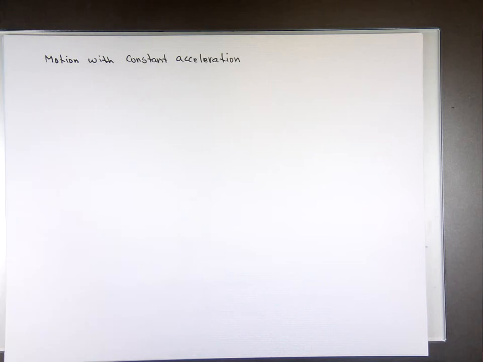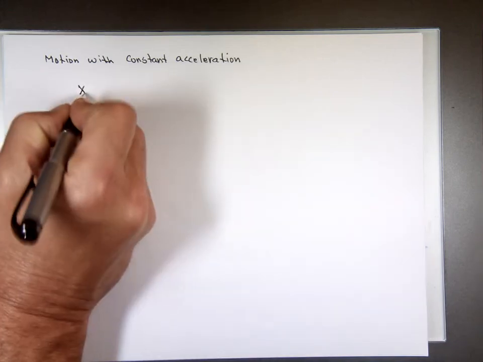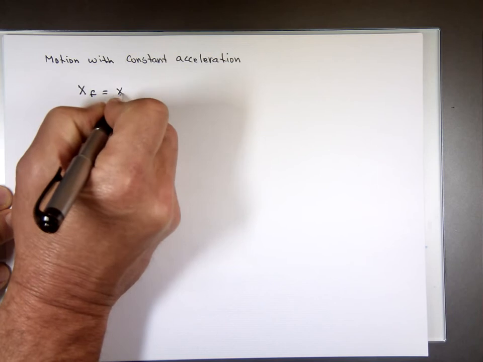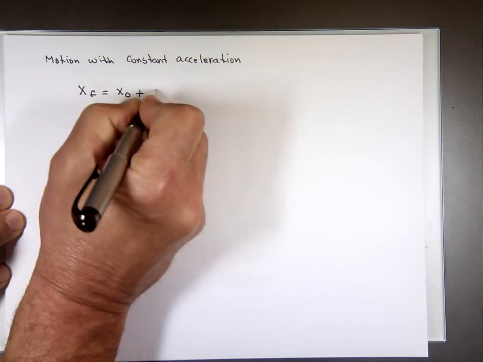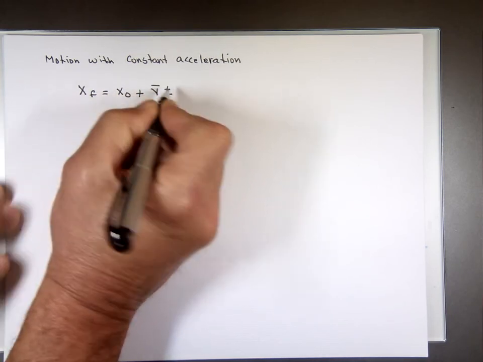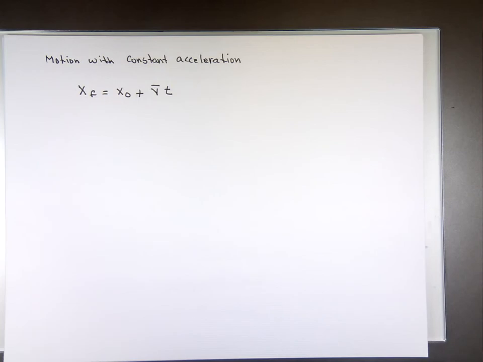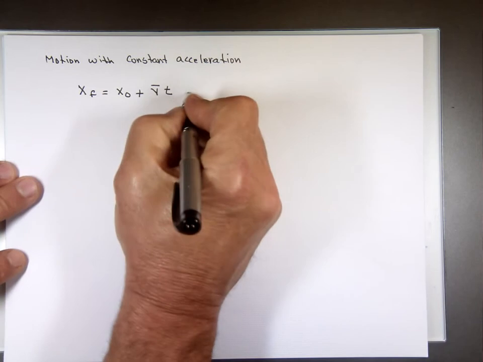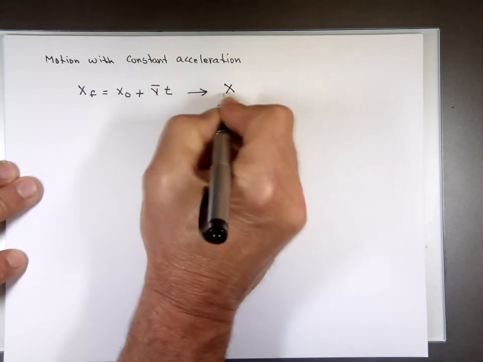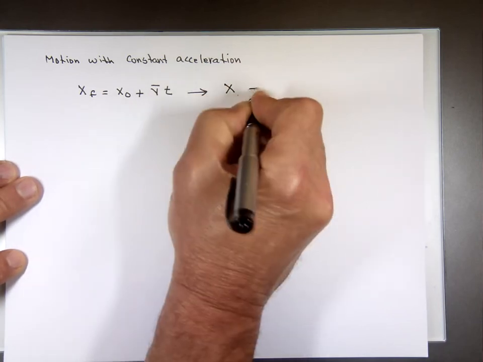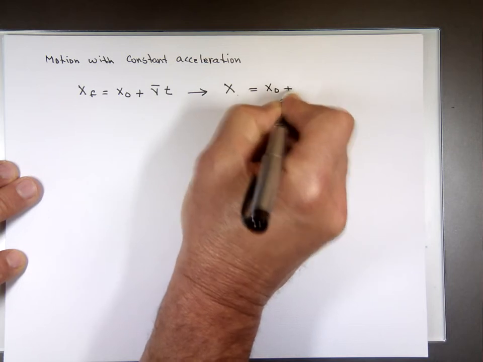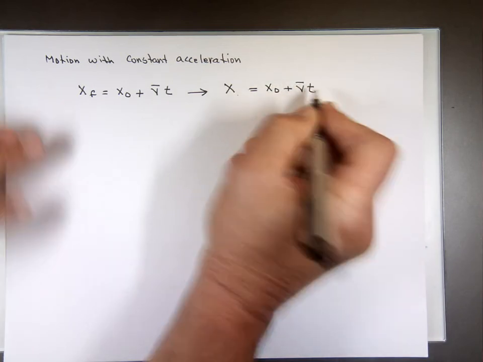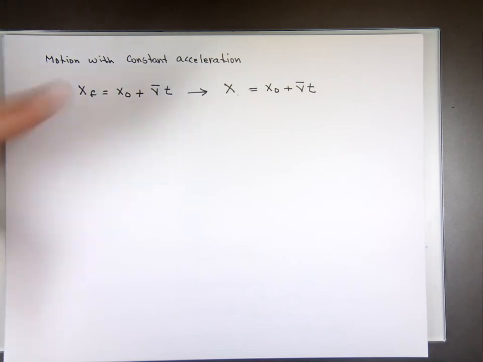The two equations that I put up early. I put x final equals what? X initial plus v average times t, right? That's one of them. A lot of physics books, when we're talking about the final, they don't put f with it. So you might see that equation written x. When you see x with no subscript, that means the final. So you might see it looking like that.